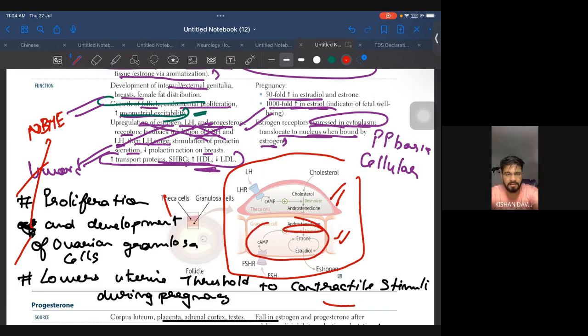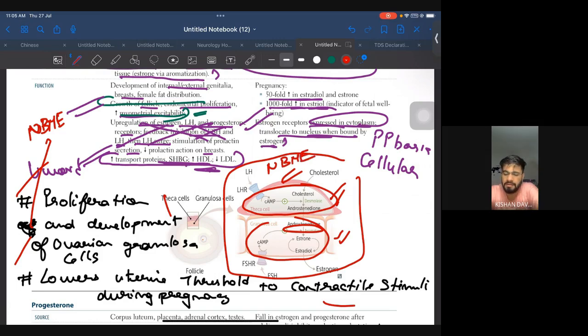Like testosterone से estrogen बन रहा है, that is what is known as aromatization. तो it occurs in granulosa cells. Whereas theca cells में क्या होता है, cholesterol से androstenedione बन रहा है. Okay, then this androstenedione is transported to the granulosa cells, and then it is converted to estrogen from testosterone. Okay, so ये very important, NBME में काफी सवाल आए हैं.